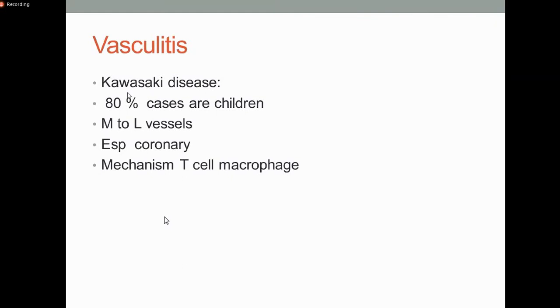This is also a vasculitis. 80% of cases are seen in children. This is important to remember. There are very few types of vasculitis which have a predilection for children, so this is one of the types. Medium to large size vessels are involved, and especially the importance lies in that the coronary vessels are involved in children. The mechanism, or you can say pathogenesis, is T cell or macrophage mediated destruction of the vessel wall.